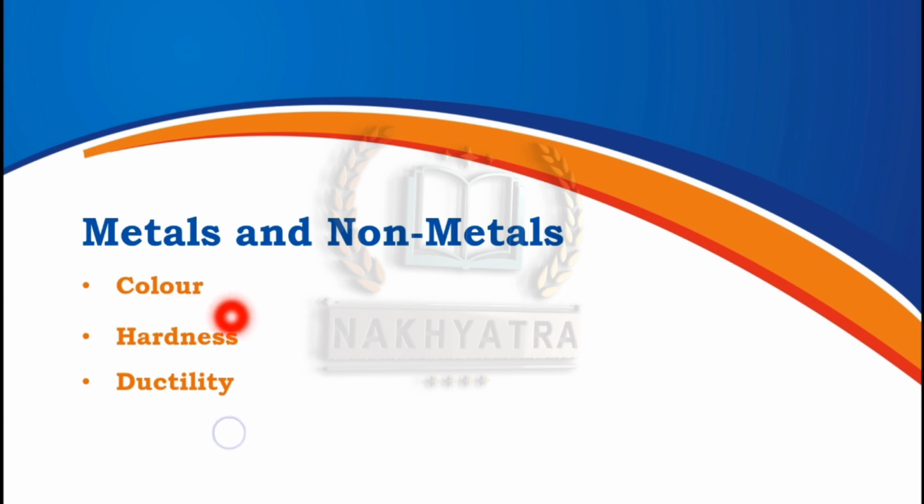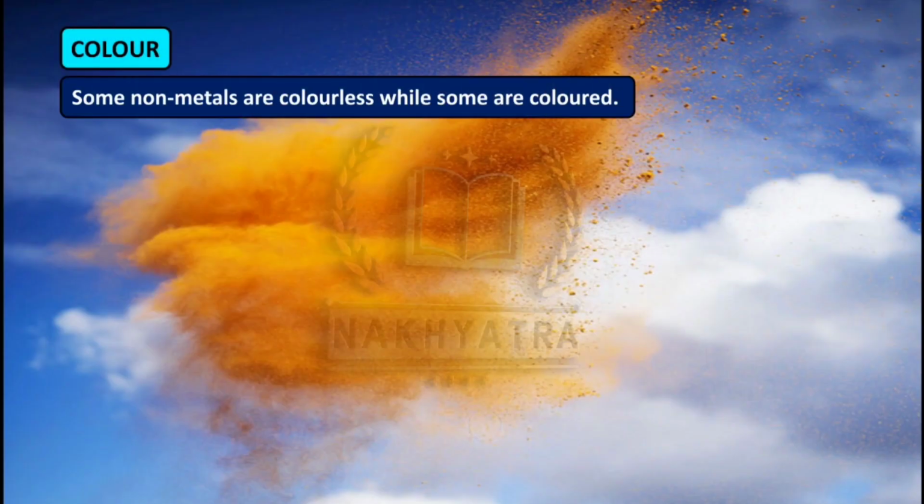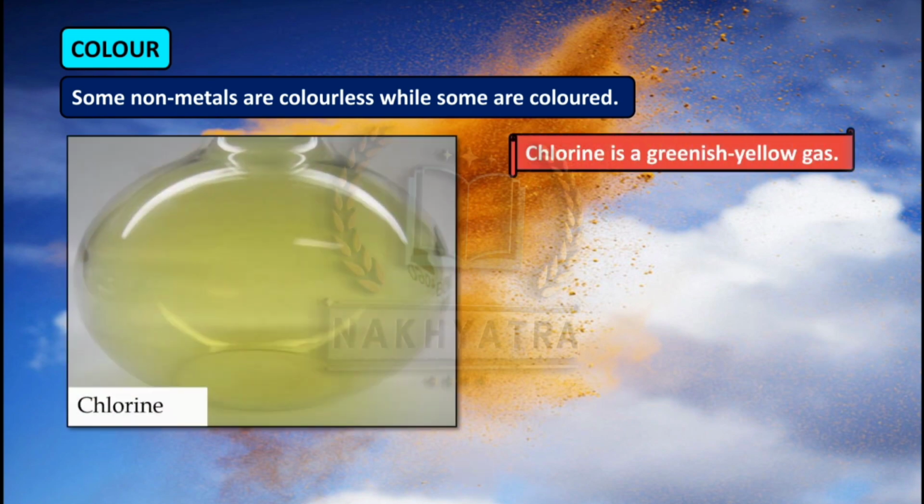Okay guys, now in this module we will see the other physical properties of metals and non-metals: the color, hardness and ductility. Now let us see the color of non-metals. Non-metals are colorless, while some are colored. Most of the non-metals are colorless, but some of them are colored.